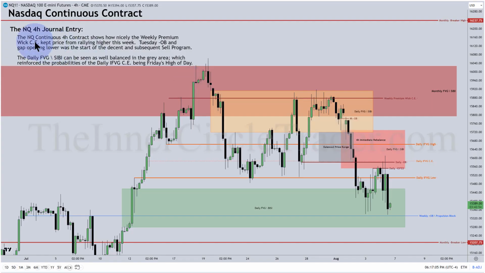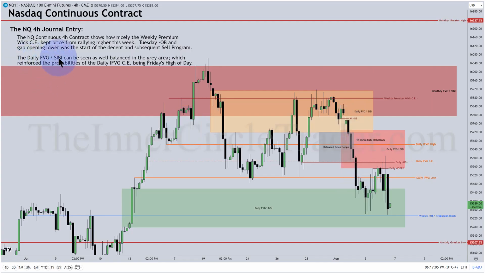The annotations here show you the NQ 4-hour journal entry. The NQ continuous 4-hour contract shows how nicely the weekly premium wick consequent encroachment kept price from rallying higher this week. That's this level here. Tuesday's bearish order block and gap opening lower was the start of the descent and subsequent sell program. That's this gap here, and bearish order block. So it's hitting that and then sells off aggressively as it enters the sell program.